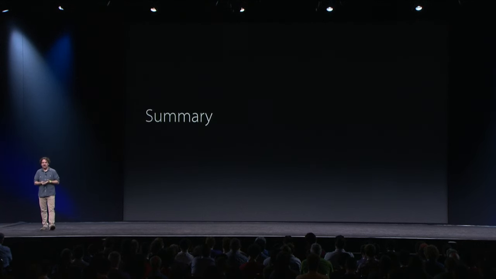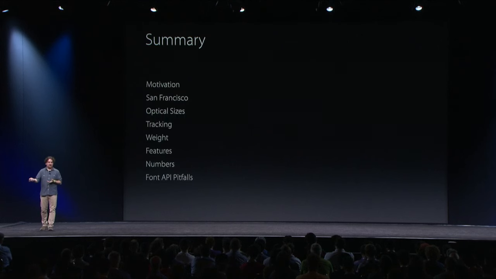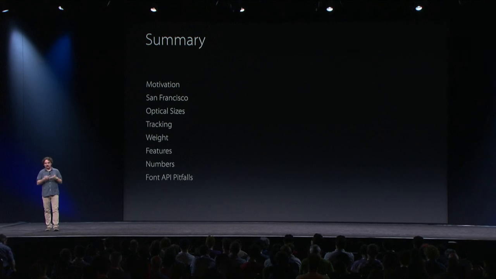And that's all we have for today. So we looked at the new San Francisco fonts. We looked at concepts like optical sizes, the big idea in San Francisco. We looked at automatic tracking, the weights and the features of San Francisco. We looked at the big change coming up in numbers in our platforms, which means that they're becoming proportional by default. And we looked at some potential pitfalls in our APIs.